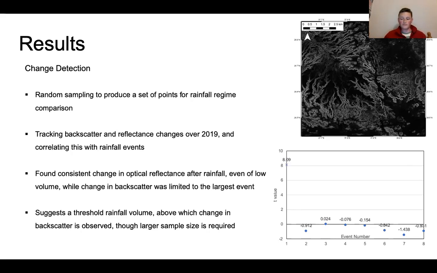So essentially the radar showed statistically significant changes only with the very high intensity rainfall events. The event which produced the most significant changes was something like 10 millimeters of rainfall over the course of a few days, compared to a background average of sort of multiple decimal points of rainfall over that same period.